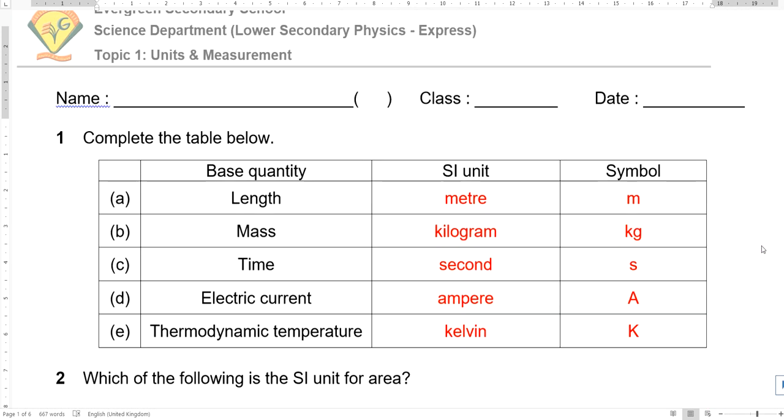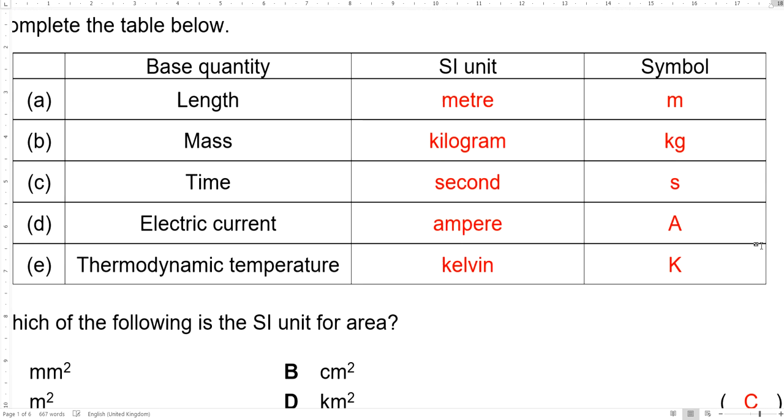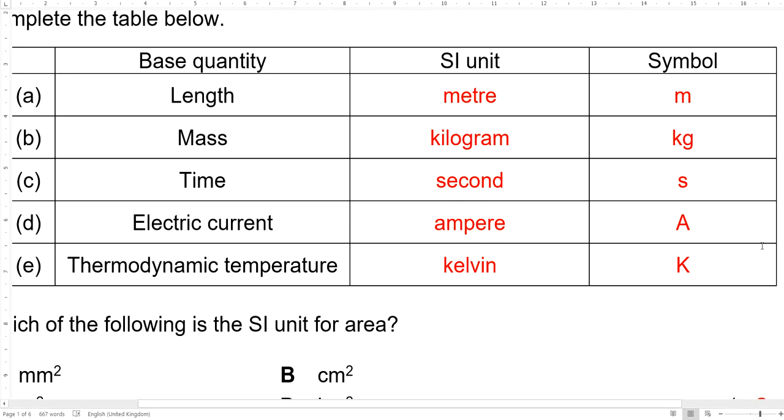Okay, so let's start with the table over here. We've got the different base quantities. We've got the SI units and their symbols. Take note of the differences between SI units and symbol. SI unit in this case will be the name, the full name, which you need to know how to spell, whereas the symbol is just one letter or two letters to represent the unit.